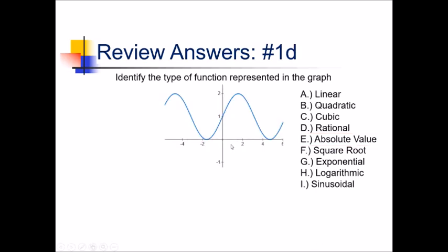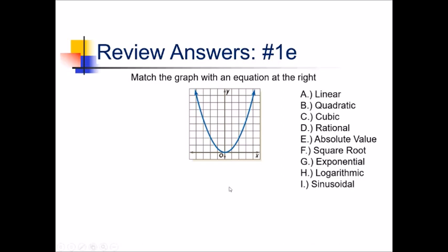Trying to identify this function by the graph, we notice that this is a wavy repeating kind of graph. That means that this is going to have to be the sinusoidal graph. No other graph oscillates quite like that. So that's choice I.